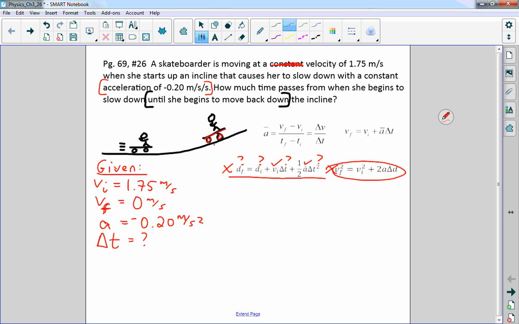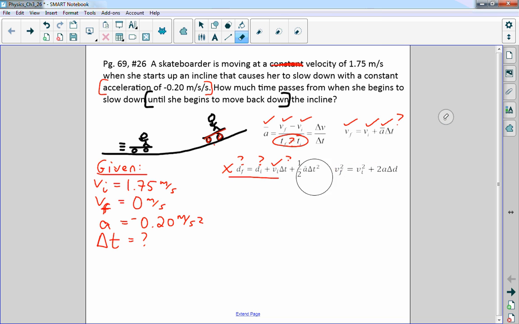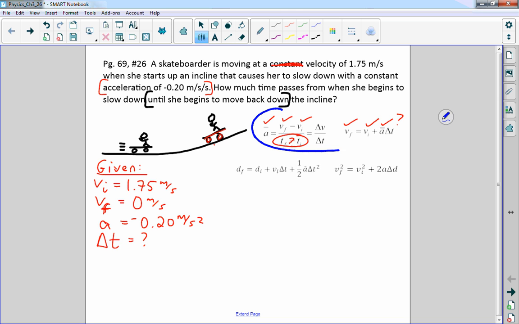If I check the other two, I have acceleration, I have initial and final velocities, and I am looking for the change in time. So this is a good one, I could use that one. Let me check this one. I have final velocity, initial velocity, and acceleration. I just don't know time. So those were big X's, I don't want to use either of those, but these will work. I can pick whichever one I want.